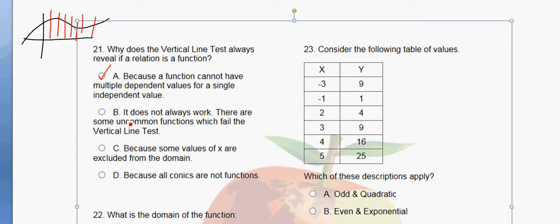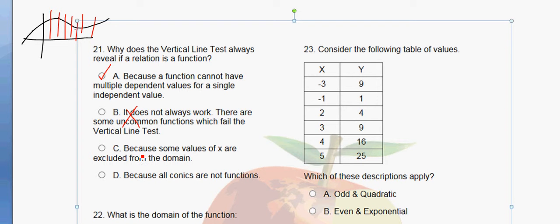But let's just read through the others to eliminate. I assume you're watching this video because you were confused by this. So part B says it does not always work. There are some uncommon functions which fail the vertical line test. So that's not true. The vertical line test really will work for any graph that you have, any relation.